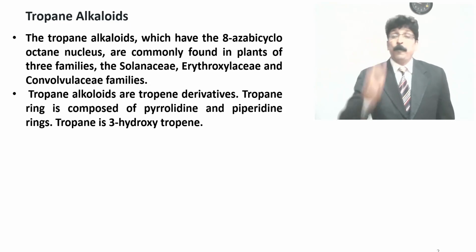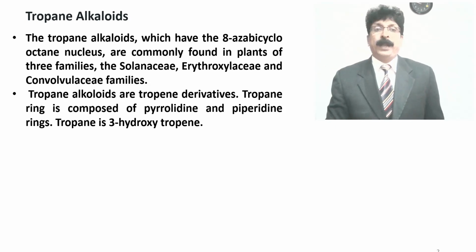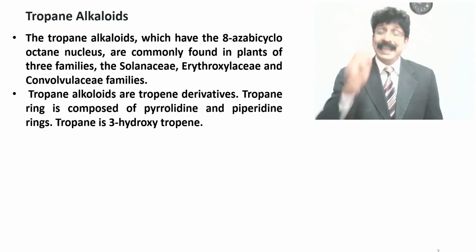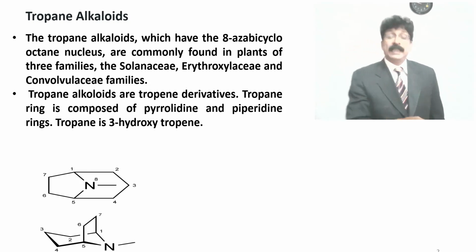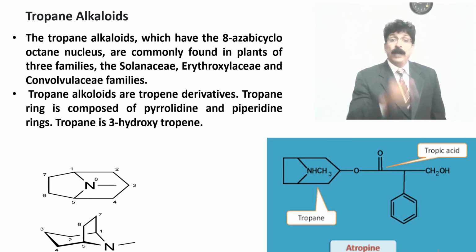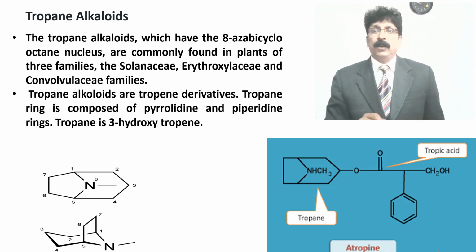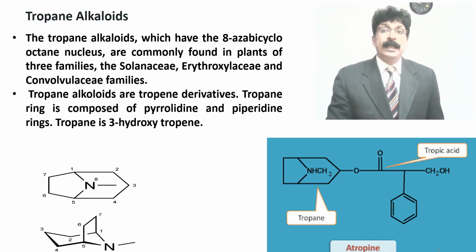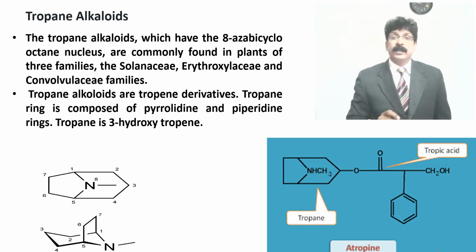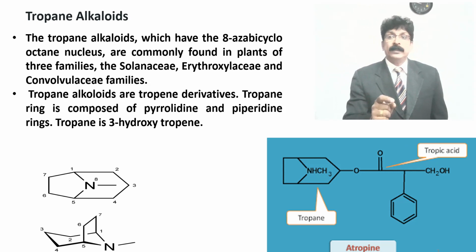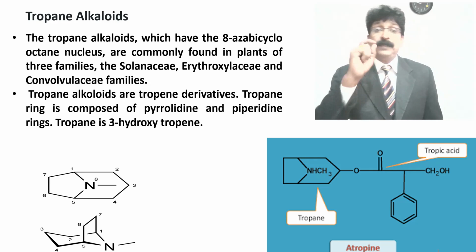So pyrrolidine and piperidine, a 5-membered ring and a 6-membered ring together, is found in the tropane alkaloids. Tropane is 3-hydroxytropane. This is the structure which you can see, the nitrogen is present inside the ring, and 2 rings are there, which is denoted very clearly. Octane: why we are seeing it, 8 atoms are there in the total ring, and one of them is nitrogen, which is attached with CH3.